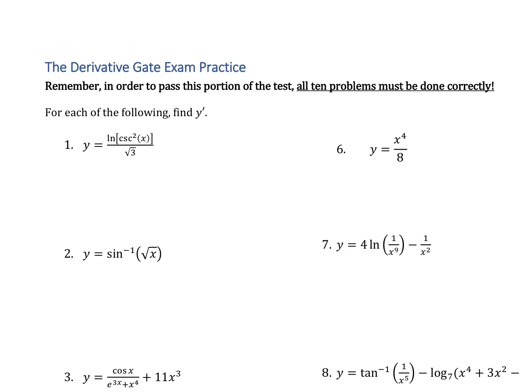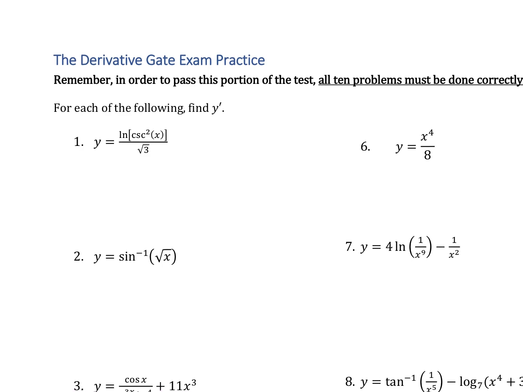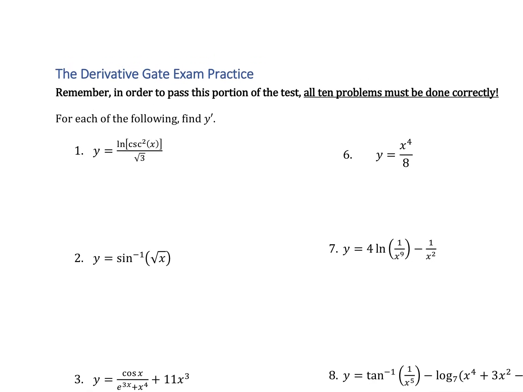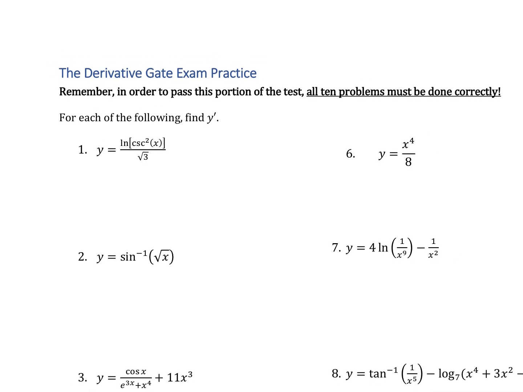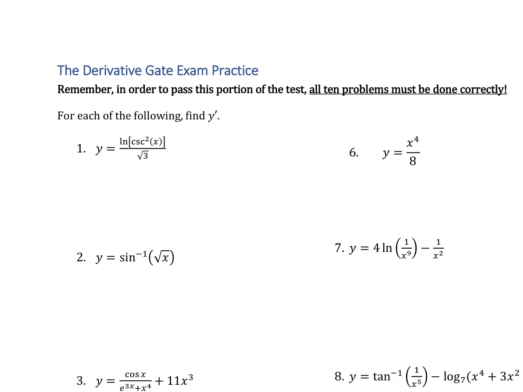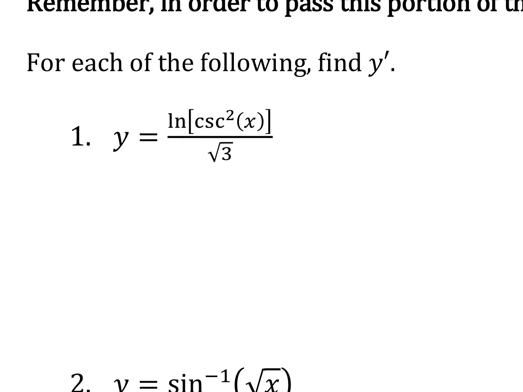Let's look at some questions here for our GATE exam for some derivatives. A lot of these are going to have a situation where we want to rewrite it first, and that will make finding the derivative a whole lot easier. For starters, we want to take this square root of 3 on the bottom. Don't use the quotient rule. We don't need the quotient rule because there's no x down here.